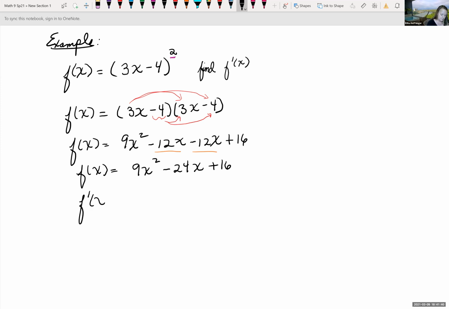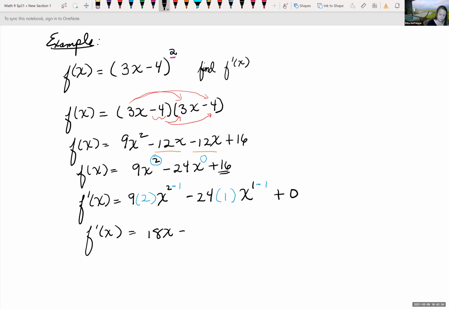And so now we can take this derivative of f of x. We have 9 times, so bring our exponent down front, 2, x, and subtract 1 from our exponent. So 2 minus 1. Then our coefficient in front of the next variable, negative 24. So bring our exponent down. If there's no exponent here, it's 1. So bring our 1 down, x, and then raise that to the 1 minus 1 power. Plus the derivative of a constant. So the derivative of 16 is 0. So we get our derivative of f of x is 18x minus 24.